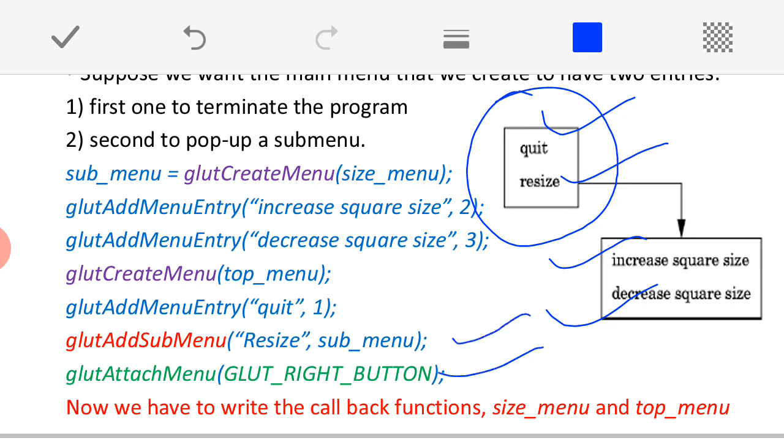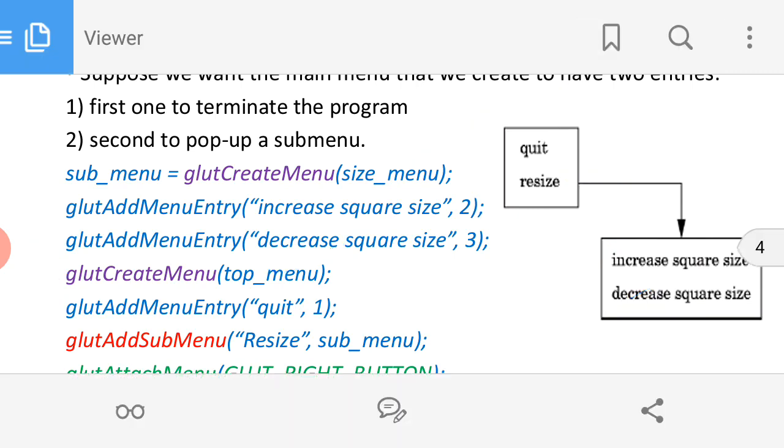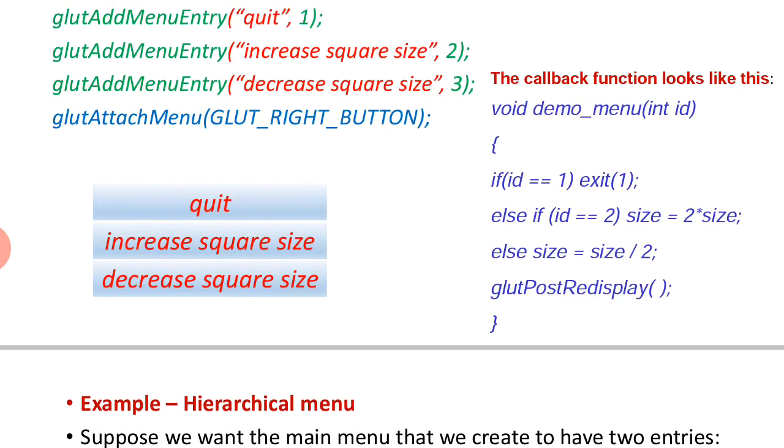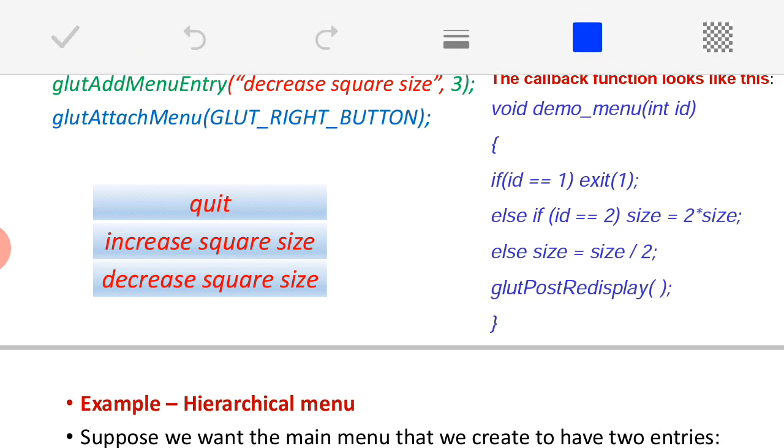That is the right button. Okay, and all these things should be defined in the main function of the OpenGL program, and outside of that main function, somewhere you have to write the logic for this size menu and top menu, because the size menu and top menu are callback functions. For these callback functions, the logic has to be defined just like what we defined here. See here, we have defined the logic. What will happen whenever I click with the right button on those choices?